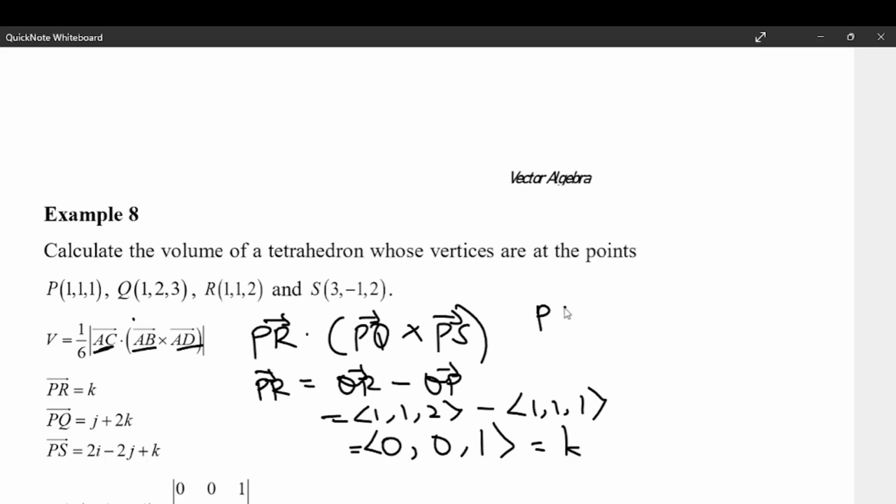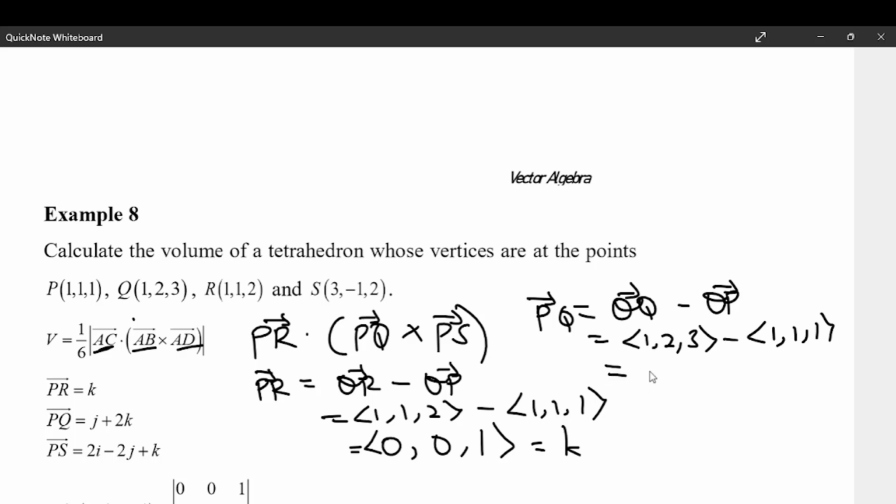Then the next one is PQ. So PQ is equal to OQ minus OP. And then OQ is 1, 2, 3. And then OP is 1, 1, 1. So subtracting each one, 0. So 2 minus 1 is 1, 3 minus 1 is 2. So it means that the I part of the vector is 0. So we are left with J plus 2K.